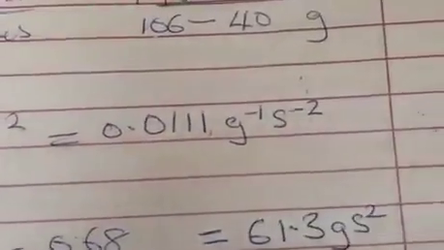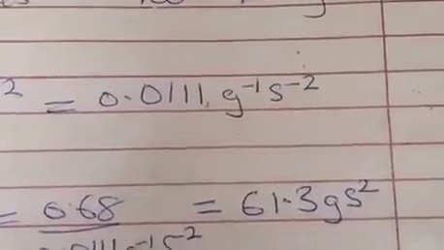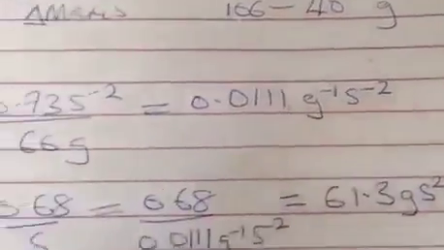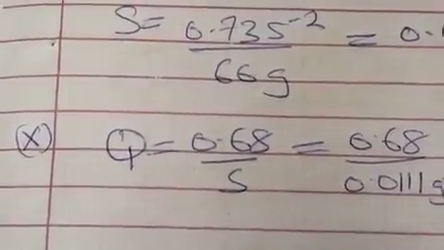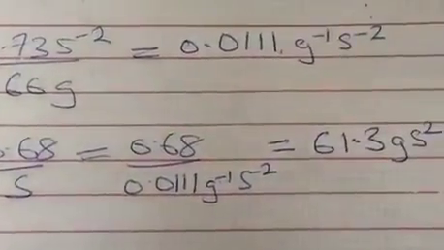Having done that, the numerator gives us 0.73 per second squared, and the denominator gives us 6 grams. So we divide, and the slope is 0.011 per gram per second squared. So that's the unit of the slope.